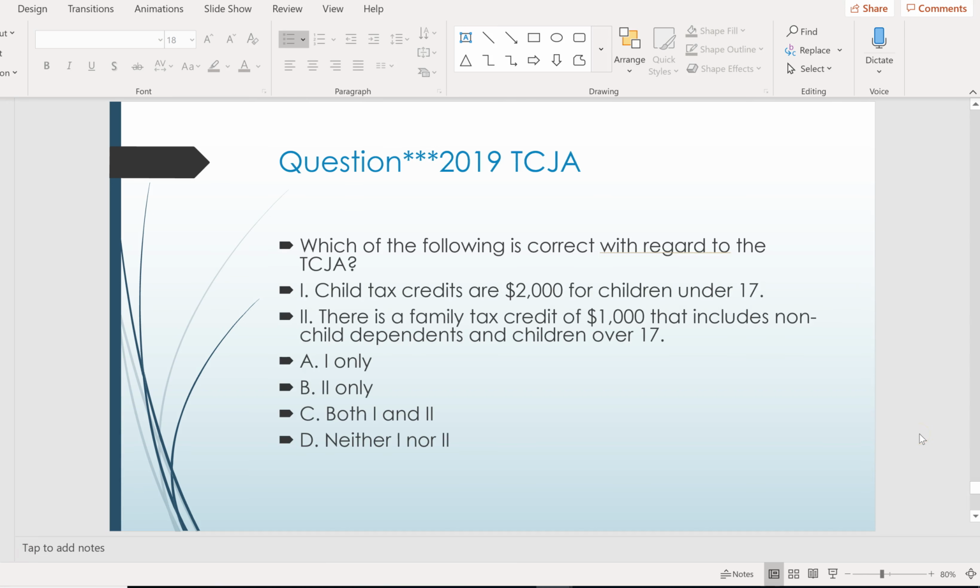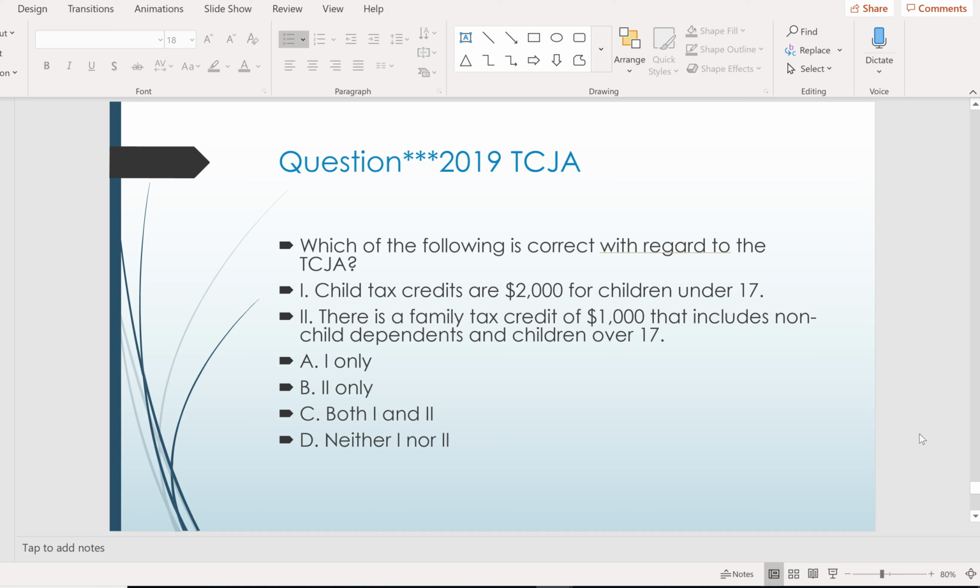All right, how about this one? Now we're looking at tax credits. Which of the following is correct with regard to the Tax Cuts and Jobs Act? So some recent tax credits that the exam might ask about. One, child tax credits are $2,000 now for children under 17. Yes, if you have a child under 17 at the end of the tax year, then when you fill out your tax return, that's worth $2,000 as a tax credit. Once they hit 17, though, then you lose that $2,000 amount.